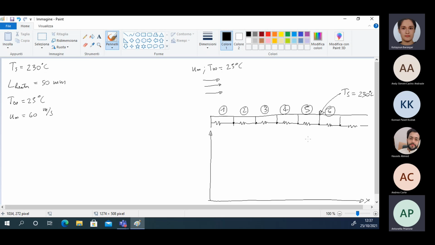I will find that the transition is here. The coefficient decreases, then has a sudden increase at the middle of heater 6, and then decreases again. This is h laminar, that is proportional to x to the minus 1/2, and h turbulent, that is proportional to x to the minus 1/5.